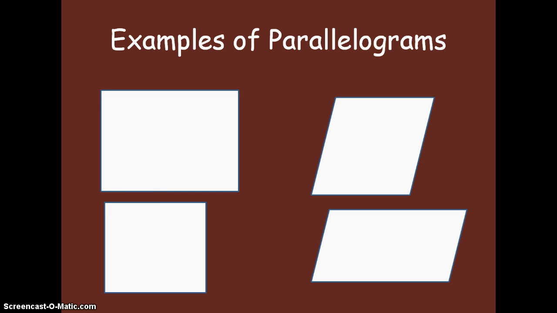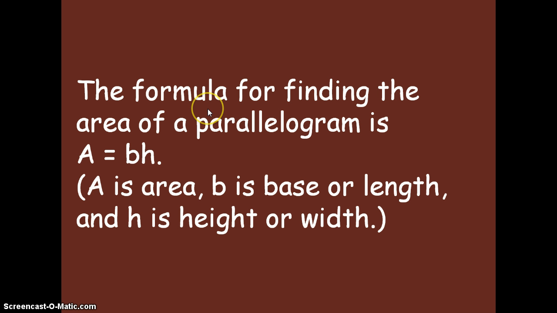Alright, now here we have a formula for finding the area of any parallelogram. Area equals base times height. Now, anytime you have two variables that are side by side, that means that you are going to multiply the numbers that they represent. Now, A stands for area, B stands for base or length, and H is height or width. Now, you might be used to seeing formulas for some parallelograms like rectangles.